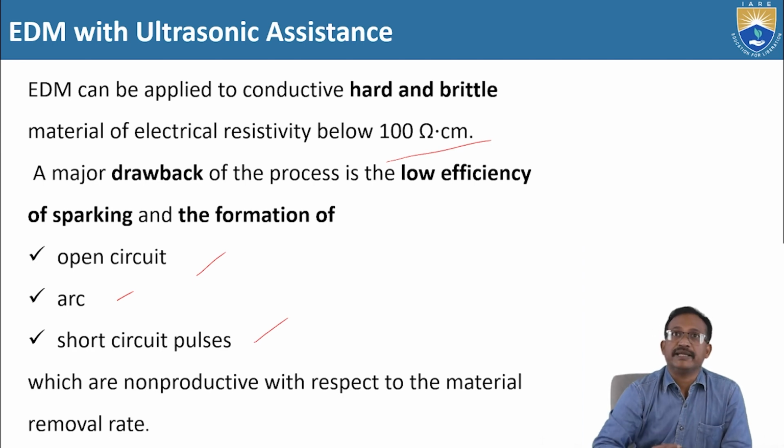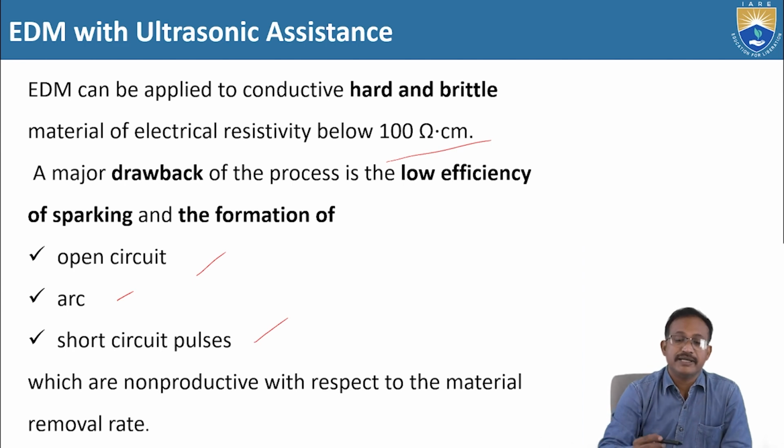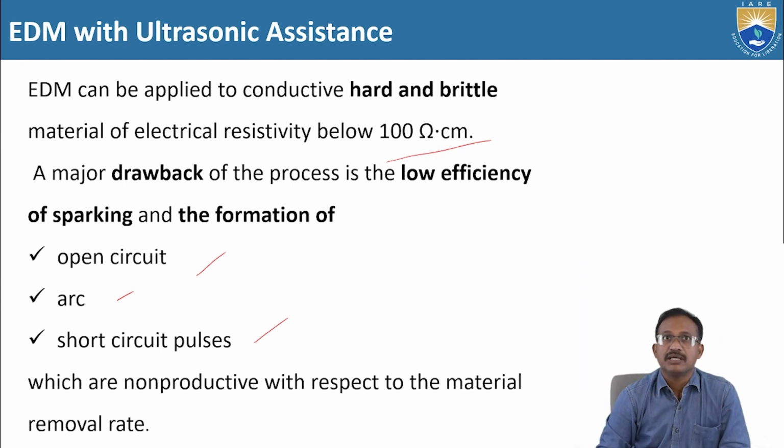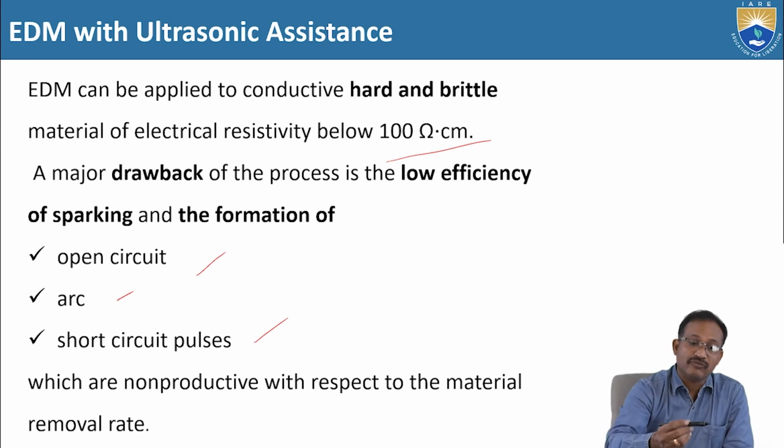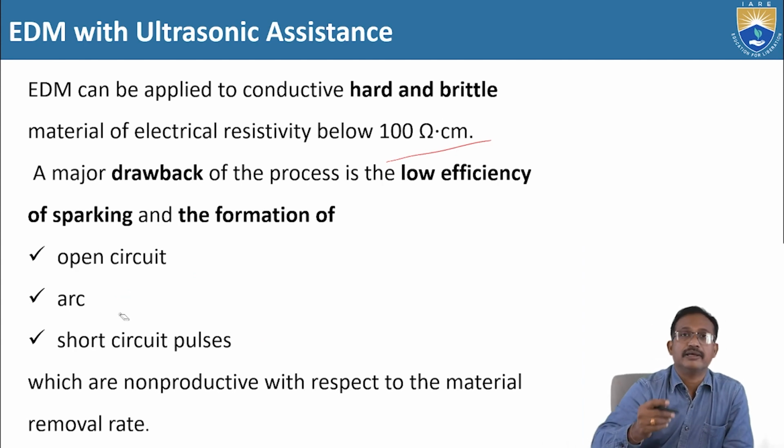Let me reiterate. EDM can be applied to conductive hard and brittle material of electrical resistivity below 100 ohm centimeters. And regarding drawbacks, a major drawback of the process is the low efficiency of the sparking and the formation of open circuit, arc, short circuit pulses, which are non-productive with respect to the material removal rate.